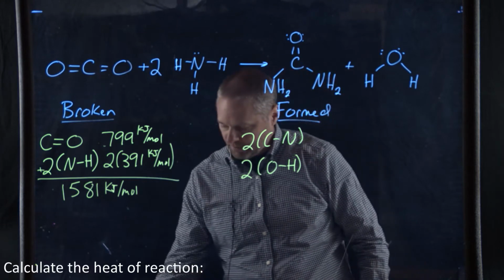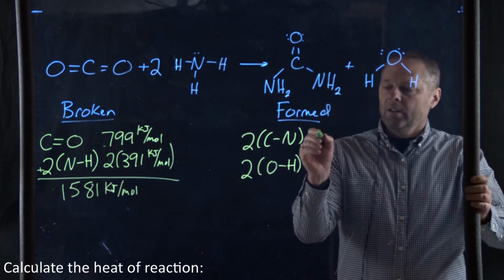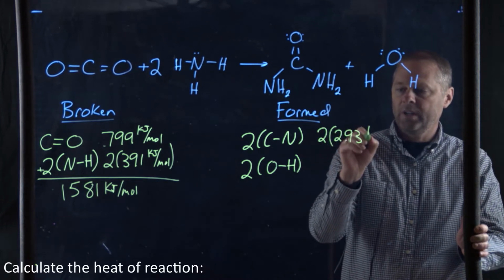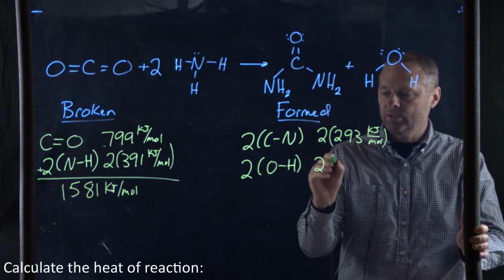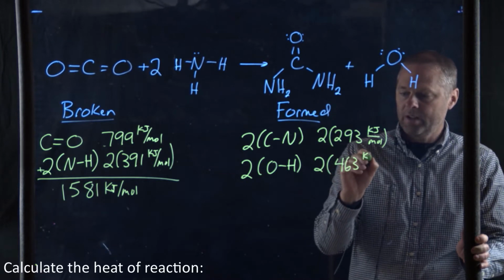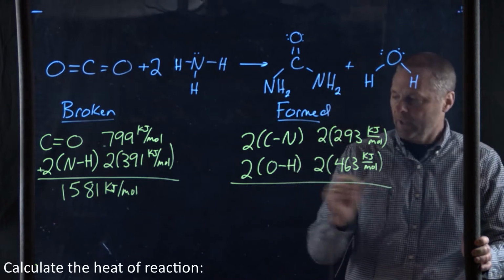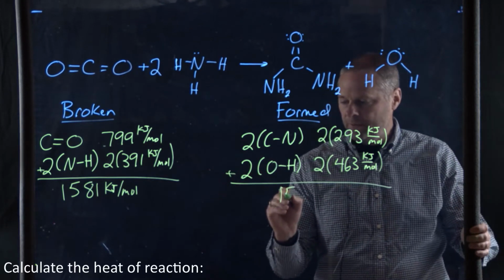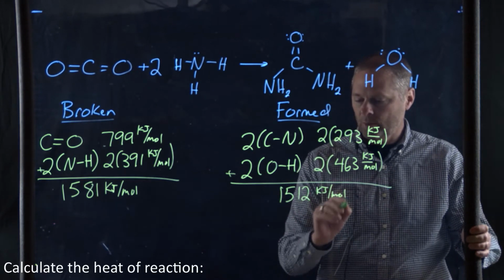Now, if we look at what's being formed, I got my cheat sheet here. I don't remember all these numbers. This is twice 293 kilojoules per mole, and this is twice 463 kilojoules per mole. If we sum all these up, this gives us 1512 kilojoules per mole.